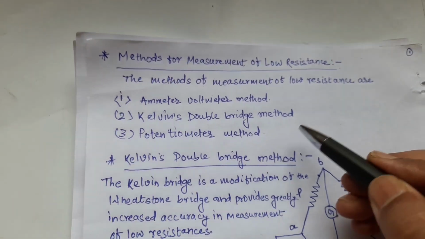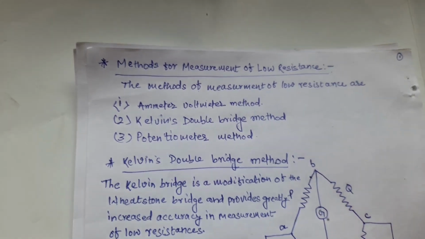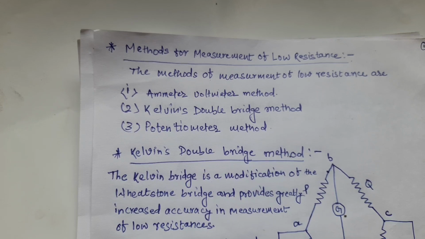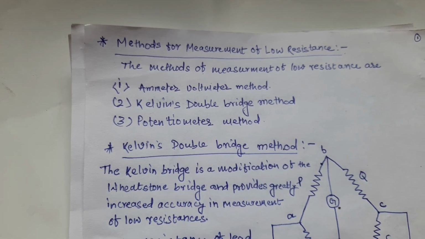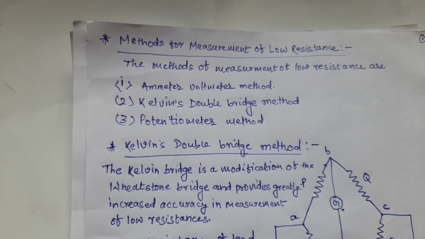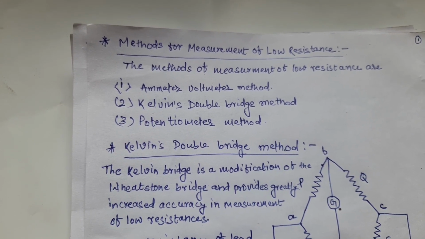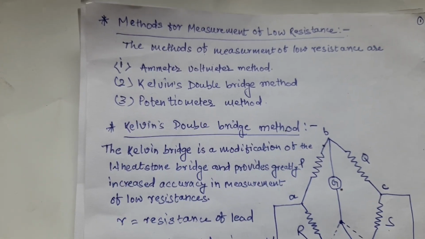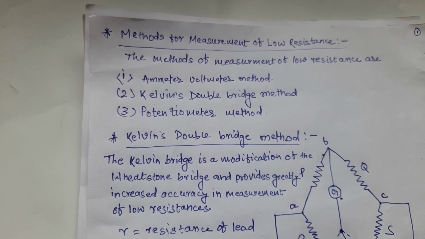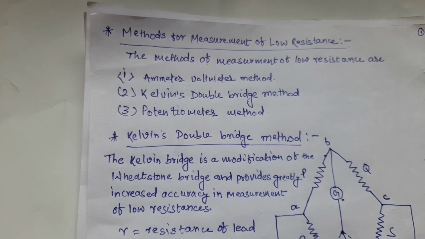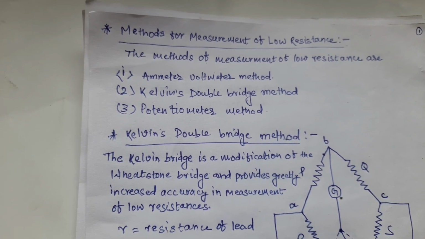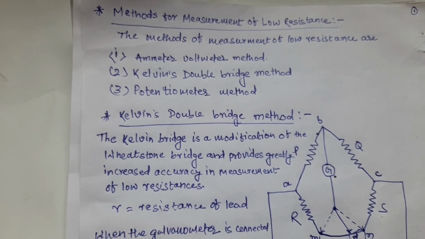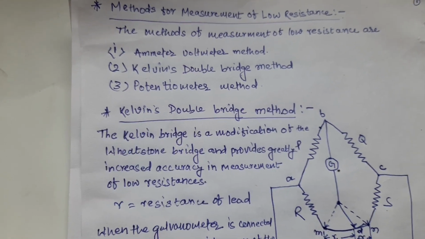Our most popular and most useful method is the Kelvin double bridge method, because when you measure low resistance from 0 to 1 ohm, there is a problem due to the resistance of the connecting wire. That's why the voltmeter and ammeter method is not suitable for the measurement of low resistance. The most popular method for measuring low resistance is the Kelvin double bridge method.